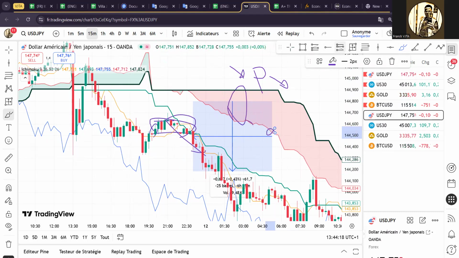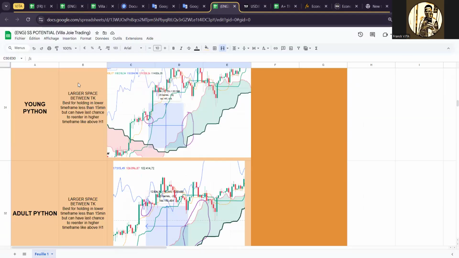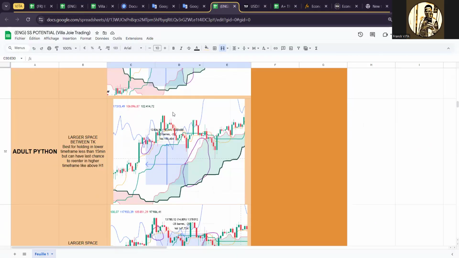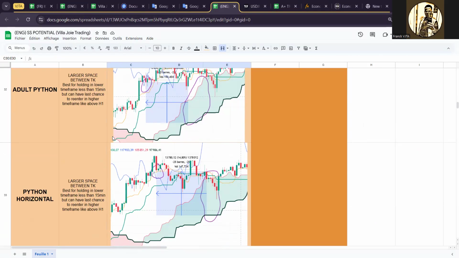But the size of the cloud were bigger and bigger, bigger and bigger, right? So that's why at this point we have an adult Python just around here. This one is an adult Python. This one will be a young one. And then the adult Python keep moving down.